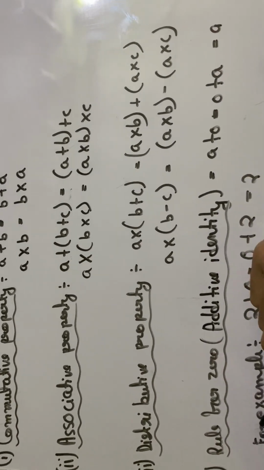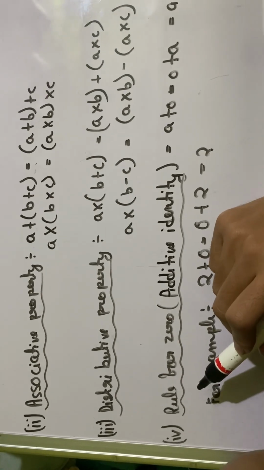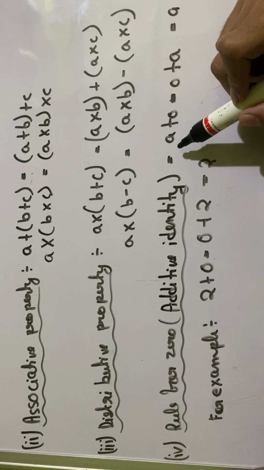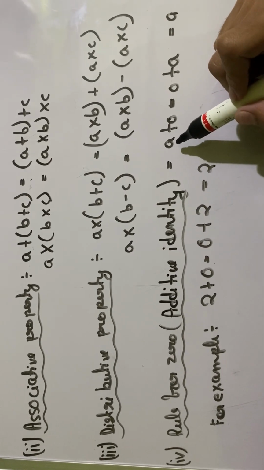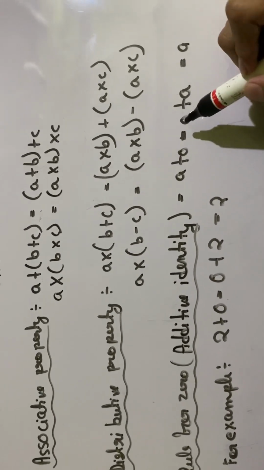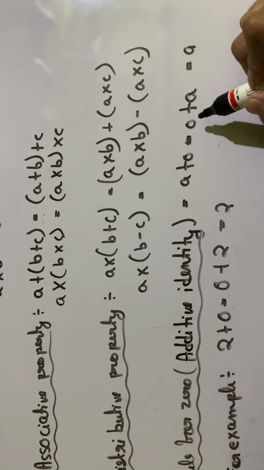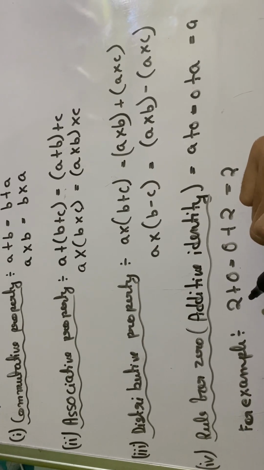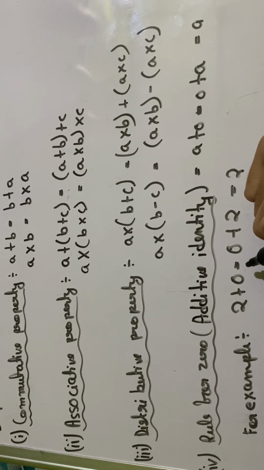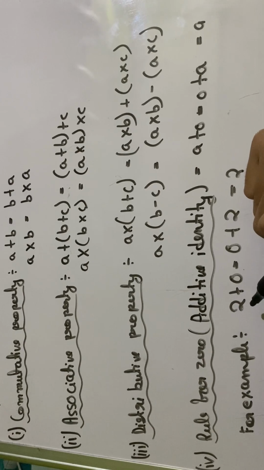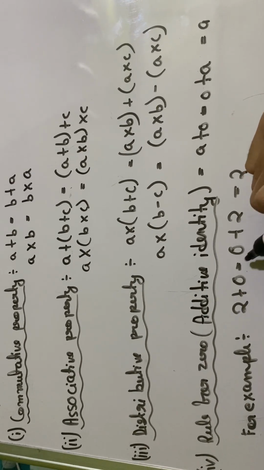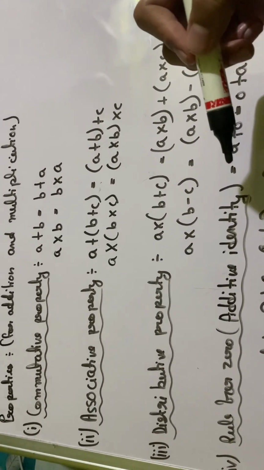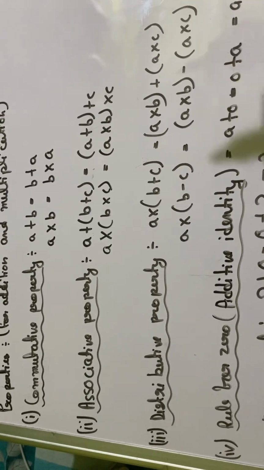This is number 4, rule for 0, additive identity. It states that a plus 0 equals 0 plus a equals a. For example, if you add 2 plus 0 equals 0 plus 2 equals 2. Please remember all these properties and we move to the next properties.